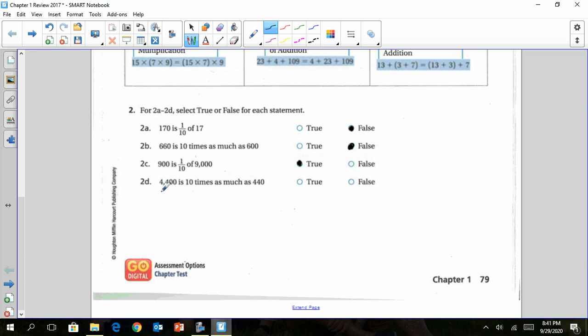And 4,400 is 10 times as much as 440. 4,400 is 10 times more than 440. That is also true because it is just 440 with one extra zero. That means 10 times as much. So it would be false, then false, true, then true on these. Again, if you're struggling with 10 times as much or 1/10 of, you can review lesson 1.1.